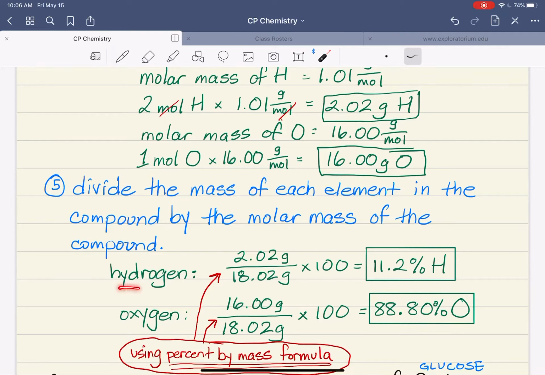All right, so for hydrogen, we had 2.02 grams of hydrogen. And we're going to divide that by 1 mole of water. Remember, we calculated the molar mass at 18.02 grams per mole. Therefore, 1 mole has a mass of 18.02 grams. Okay, so do the division. 2.02 divided by 18.02 times 100 gives us 11.2% hydrogen. So the mass of water is 11.2% hydrogen.